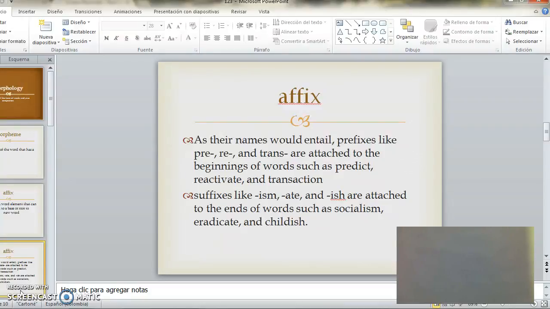In English grammar and morphology, affixation is the process of adding a morpheme or affix to a word to create either a different form of that word or a new word with a different meaning. Affixation is the most common way of making new words in English.